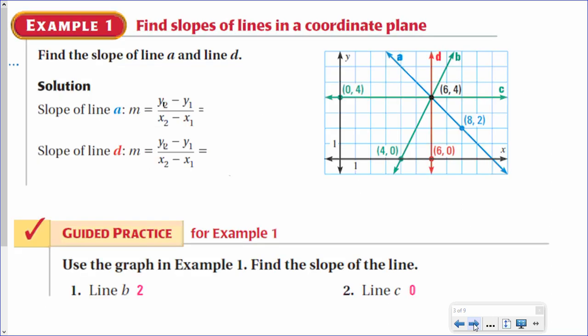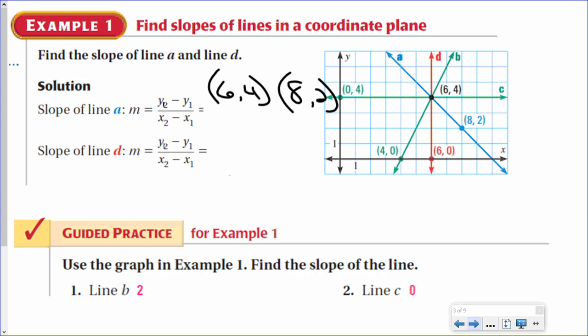Okay, and here's what it would look like. On your homework, they actually give you some points here. You might have to find them on your own, but let's first just find the slope of line A, which is the blue line on here. So let's pick out 2 points, like (6, 4) and (8, 2). So those two right there on this blue line. Perfect. So what I want to find the slope of is (6, 4) and (8, 2).